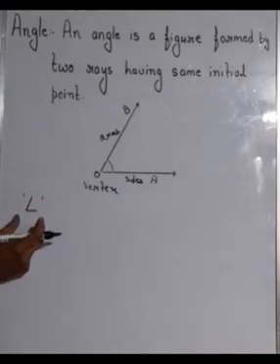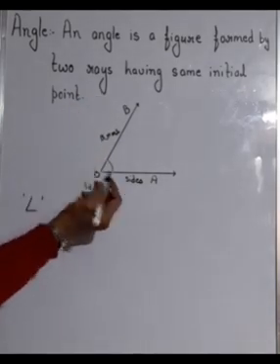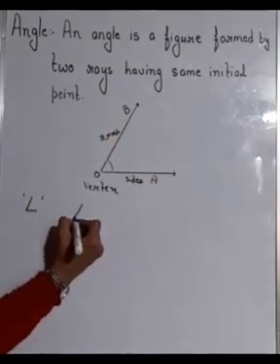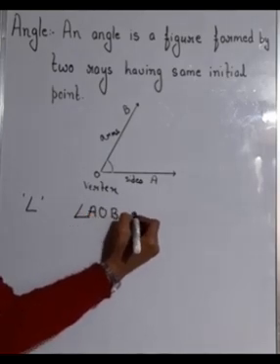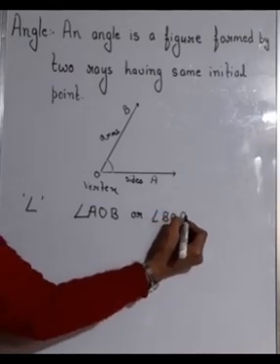Now we use this symbol to denote an angle. Now how are you going to name this angle? The angle is named as angle AOB. You will write it as angle AOB, or you can name it as angle BOA. Clear?